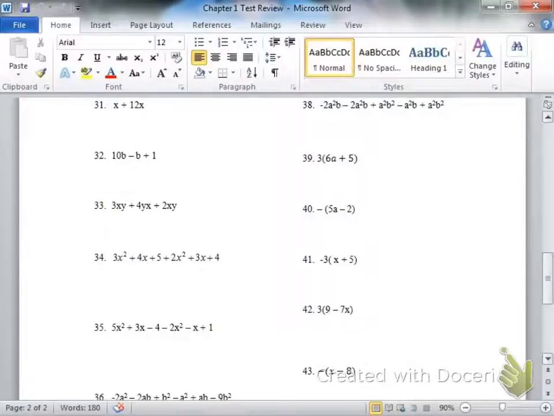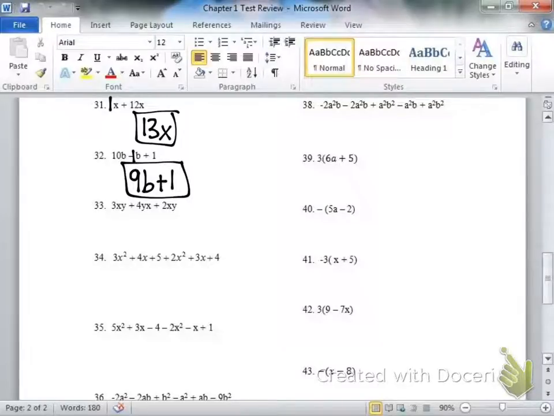So let's take a look at the combining like terms section. So we'll start with number 31. Just an x is like a 1x. So put a 1 there if it helps you. 1x plus 12x is 13x. On the next one, it's like 10b minus 1b, so that's 9b plus 1. Can I combine those and make this 10b? No. Remember, you can only add like terms. They have to have the same variable with the same exponent.